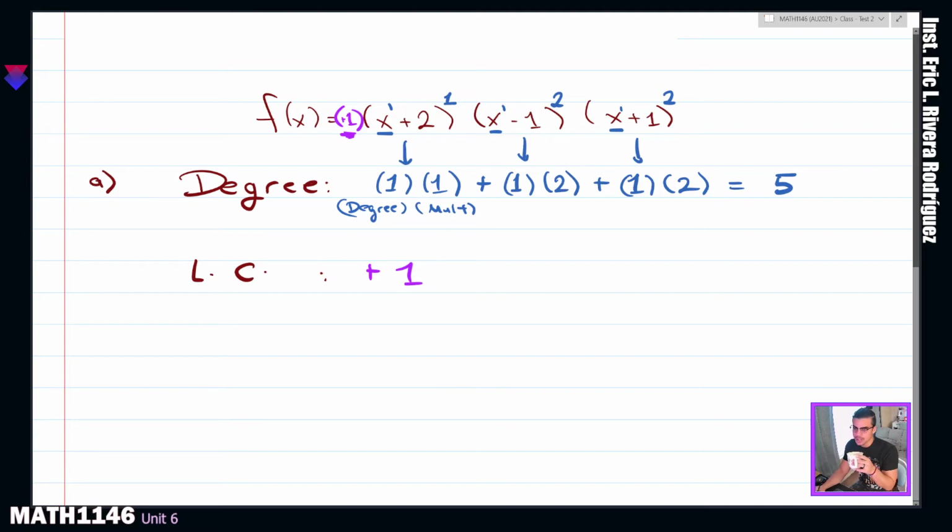Why we need to know this? Oh, what can we get? The end behavior, yes? The end behavior. So we have that 5 is odd, and we have that the leading coefficient is positive. That's all what we need.